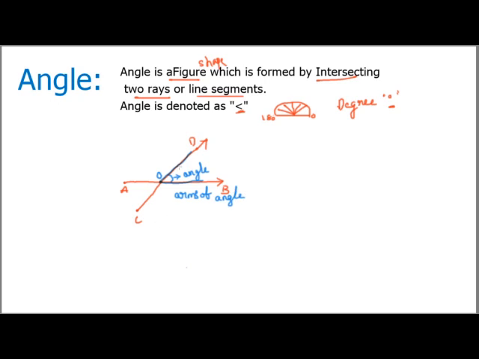So the point where the rays meet is called the vertex. The point where the rays meet is called the vertex, the shape formed inside the rays is called an angle, and the two rays become the arms of the angle.